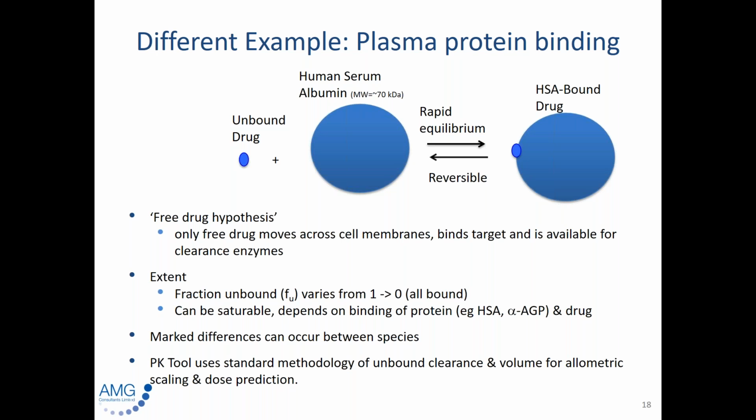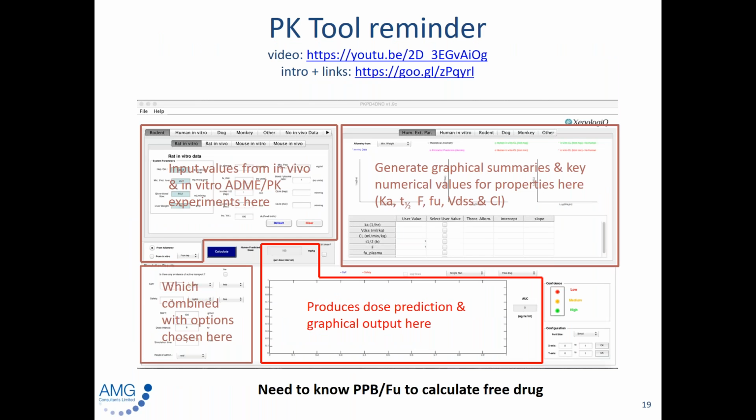In the PK tool, there's a very brief reminder of that in the video here, and some intro and links you can go and find online. We've talked about this before. You need to know the fraction unbound to calculate the free drug from a given human dose, or to calculate a human dose. So that's one of the reasons why you might be interested in calculating it.